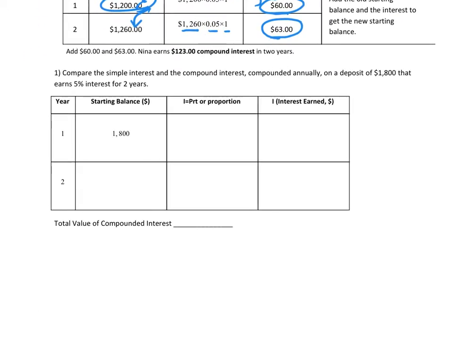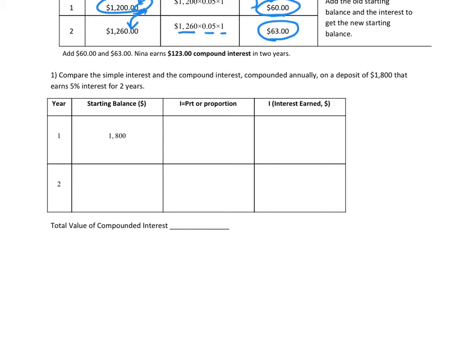So let's try this one right here. It says compare the simple interest and the compound interest compounded annually on a deposit of $1,800 that earns 5% for 2 years. Okay, so let's do the compound interest. So compound would be $1,800 times 5%, 0.05 times 1 year, because we're doing it for 2 rounds, right? So 1,800 times 0.05.